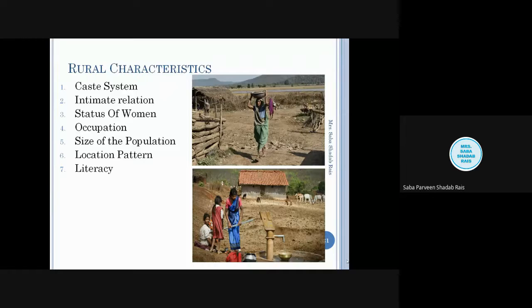Literacy we had already discussed. Now, as per the census of 2011, the overall literacy rate is about 74%. But this overall means India's literacy is 74%. When we talk about the rural literacy rate, in many states it was less than 50%.